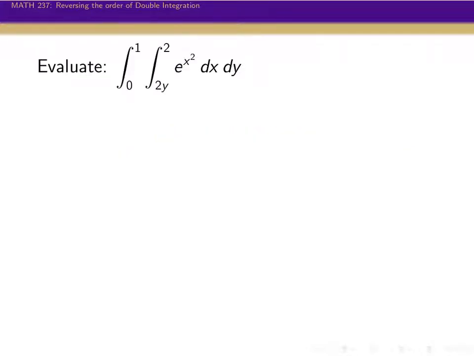So let's just jump right in with an example. Let's say we want to evaluate this integral. So we're integrating e to the x squared, first in terms of dx, where the bounds are x goes from 2y to 2, and then in terms of dy from 0 to 1. Looking at this, right off the bat, we're trying to integrate e to the x squared in terms of x. And this is just an impossible thing to do. So integrating this right here, this is impossible.